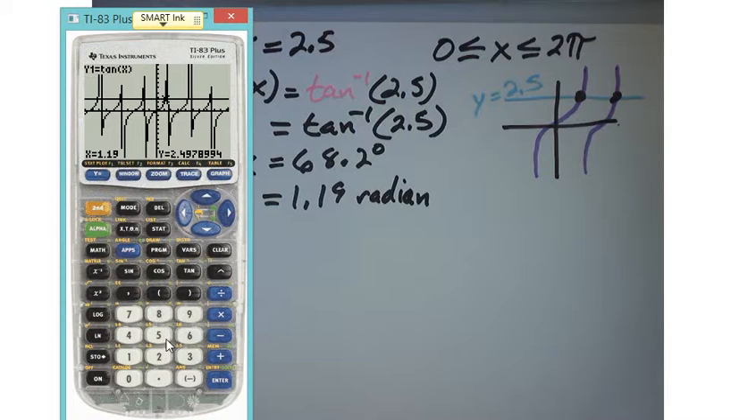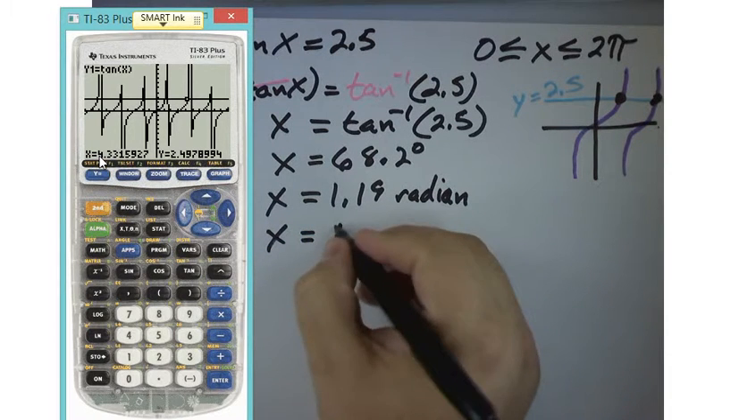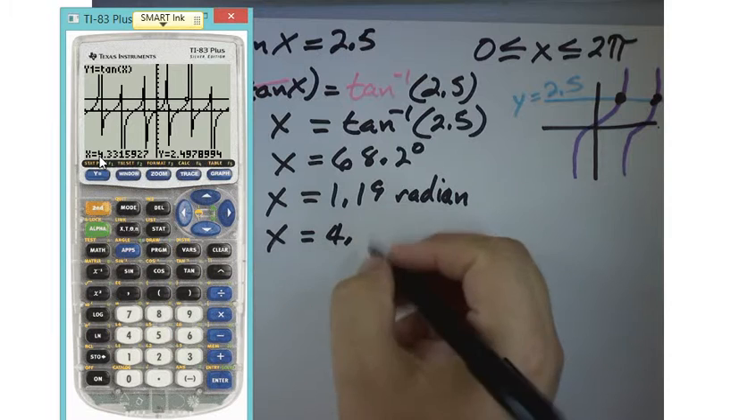So now if I take 1.19 plus 1 period, which is pi, and then I hit enter, I just shift over from here to here. Now 2 pi is approximately 6.28. So is x equals 4.33? Is that within our parameters?